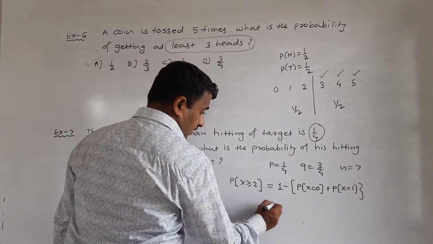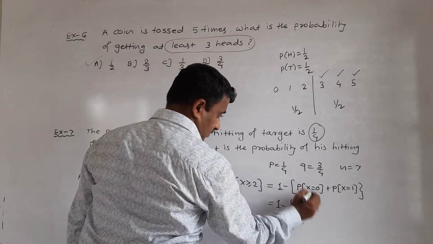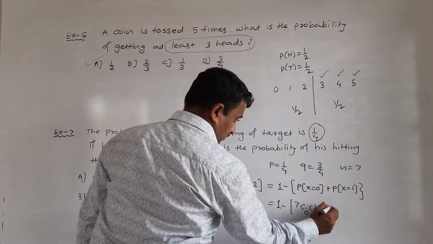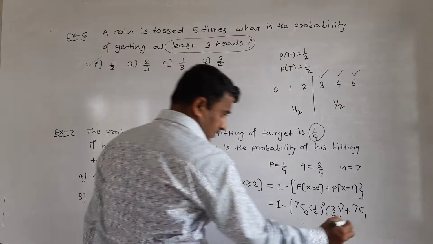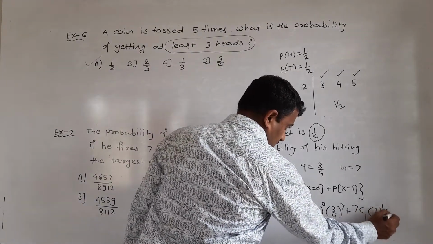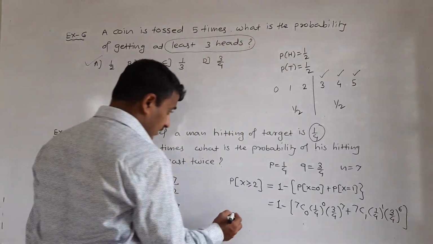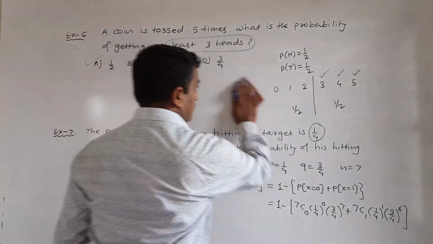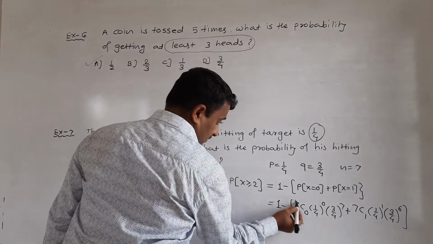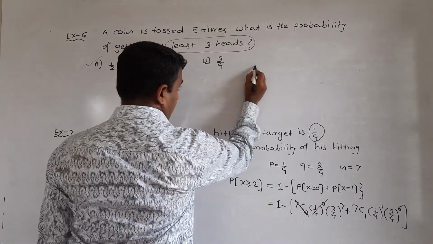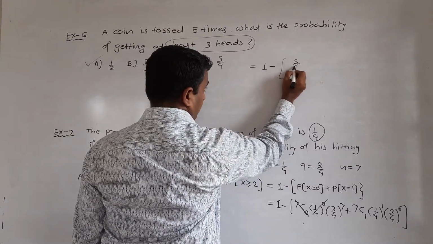Now x equal to 0: 7c0, p is equal to 1 by 4 raised to 0, q is equal to 3 by 4 raised to 7, plus x equal to 1: 7c1, p is equal to 1 by 4 raised to 1, q is equal to 3 by 4 raised to 6. Now this calculation, I do this, a simple calculation. 7c0 is 1, it is neglected. I write 1 minus, inside the bracket, 3 by 4 raised to 7.